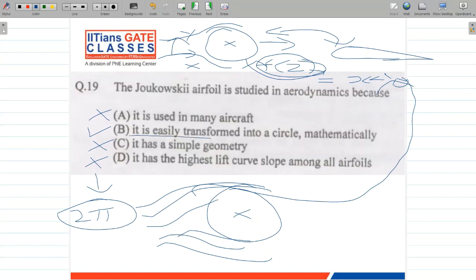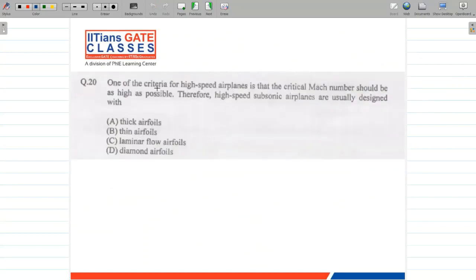So the right answer here is it easily transformed into a circle mathematically. One criteria for high-speed airplanes is that critical Mach number should be as high as possible. So in high-speed airplanes, you want your shock waves to be formed. High-speed airplane doesn't mean that you need to fly in supersonic regimes. It could be low subsonic, it could be high subsonic regimes like 0.8, 0.9, etc. And in such cases, you would want your critical Mach number to be as high as possible.